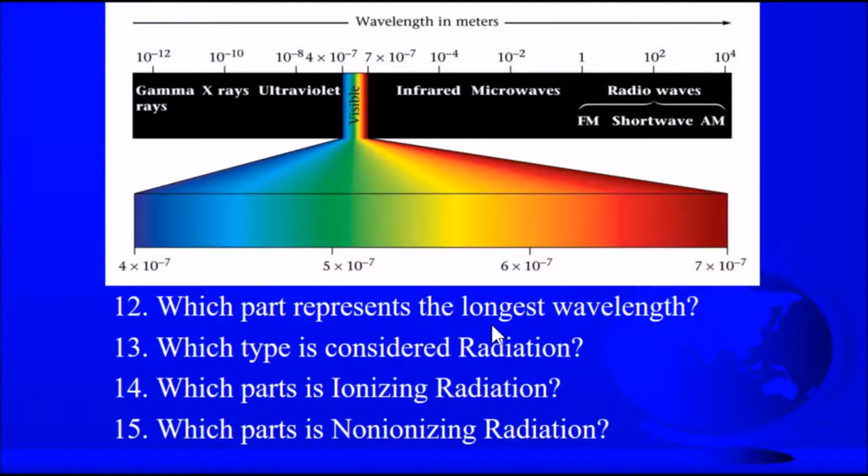All right, so number 13. Which type is considered radiation? All of them. Wait a second, Mr. Moreno. I thought radiation was bad for you. No, not all of it. Actually, just a few things that are radiation are bad for you. Okay? When you think of radiation being bad for you, you're actually thinking of ionizing radiation. Why is ionizing radiation bad for you?